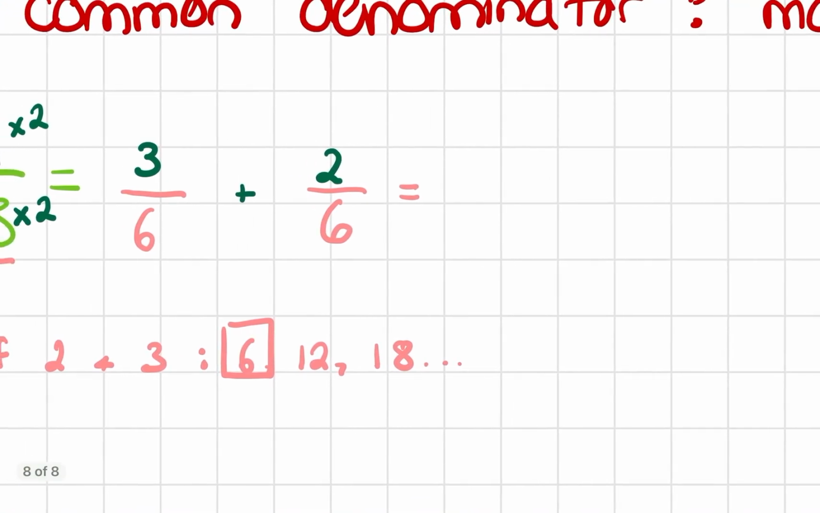We have a common denominator, which is 6, and we can now add our numerators, which are 3 and 2. 3 plus 2 is 5, and you keep the denominator, it never changes. And our final answer is 5/6. And this is reduced, so we don't have anything else to do.